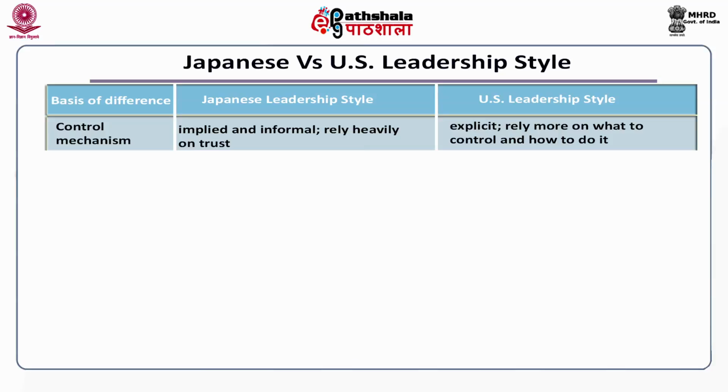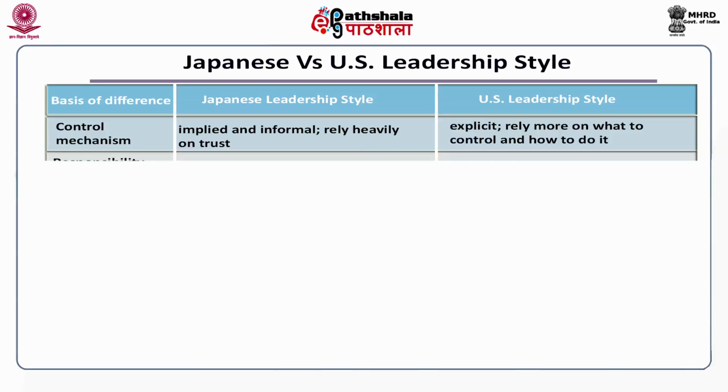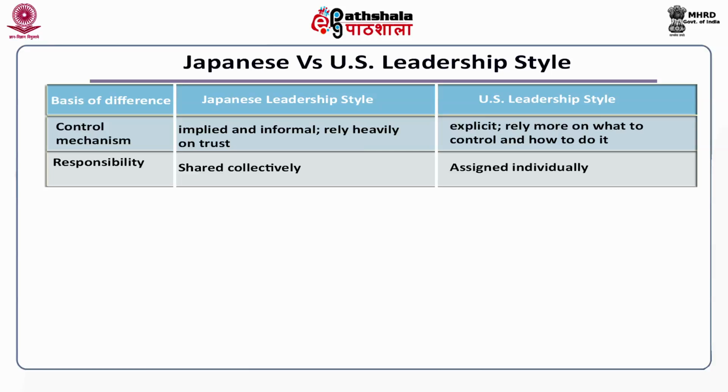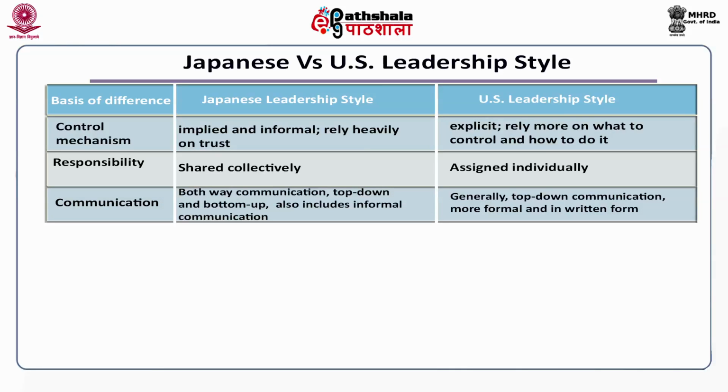Control mechanisms. Implied and informal, whereas in the US they are explicit and rely on what to control and how to control. Responsibility in Japanese leadership is shared collectively, whereas in the US it is assigned individually. Communication in Japan is both-way communication, that is top-down and bottom-up, and it also includes informal communication, whereas in the US it is generally top-down communication in a more formal and written form.